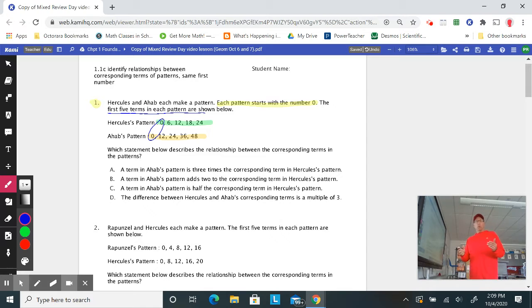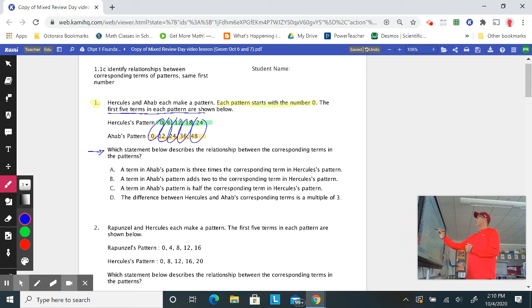So we're going to kind of ignore that first term. Then we go to the second term. You can see Hercules has a 6, Ahab has a 12, Hercules 12, Ahab 24, and 18 and 36, 24 and 48.